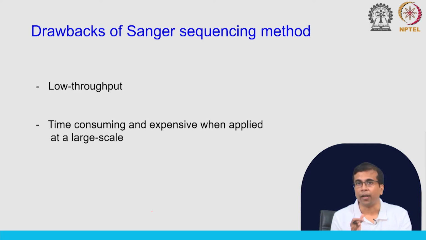When you apply Sanger sequencing to a very large scale genome project, as we have just seen, it becomes very expensive and takes a lot of time. So, this is probably not the way you want to sequence not just human genomes, but also other species around us, plant genomes, crop genomes. This is a big limitation of Sanger sequencing.